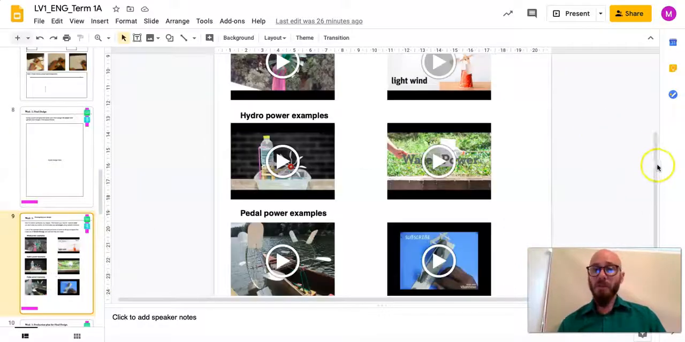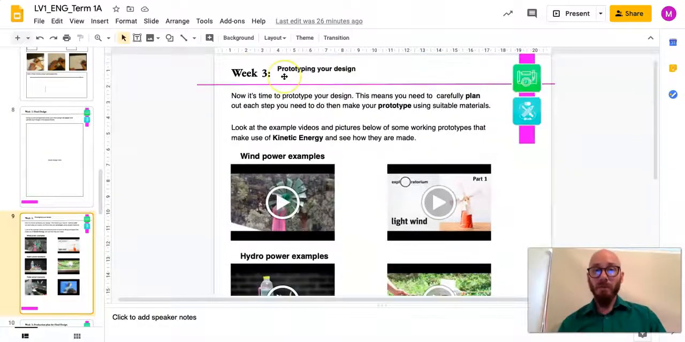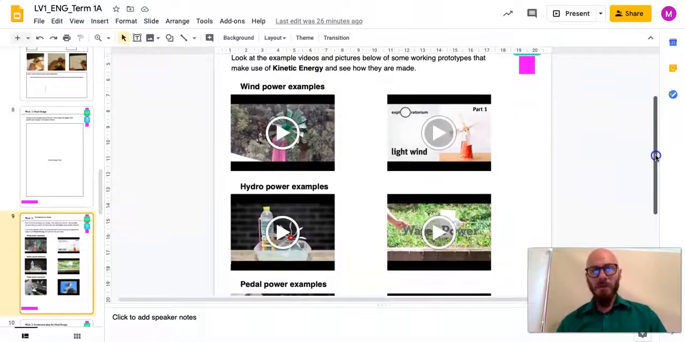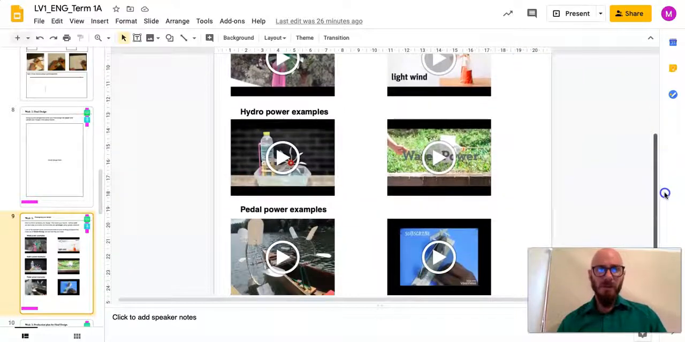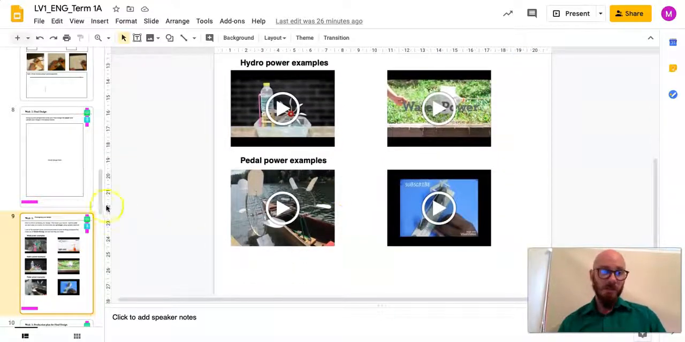Because in week 3 we're going to be looking at prototyping your design, and first we're going to be looking at different ways of prototyping and how you can prototype different types of energy examples. So we're looking at wind power examples, hydropower examples, and pedal power examples there.